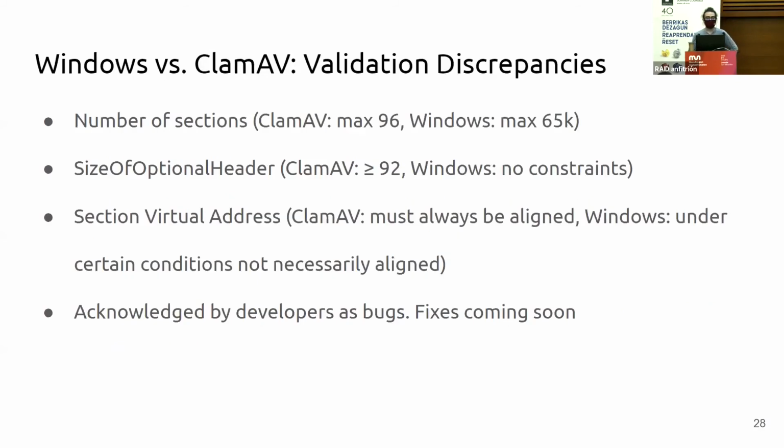We also found discrepancies between Windows and ClamAV, and we found 3 of them. The most interesting one, which is also the easiest one to exploit, is about the number of sections. ClamAV considers invalid all files that have more than 96 sections, while in Windows there is not really this constraint. We reached out to the developers of ClamAV, which acknowledged all the 3 discrepancies we found as bugs, and they are working on some fixes.